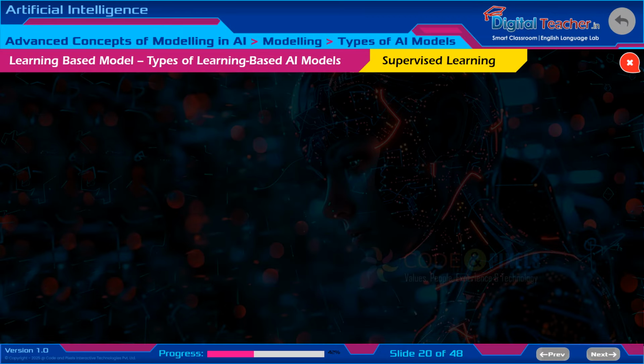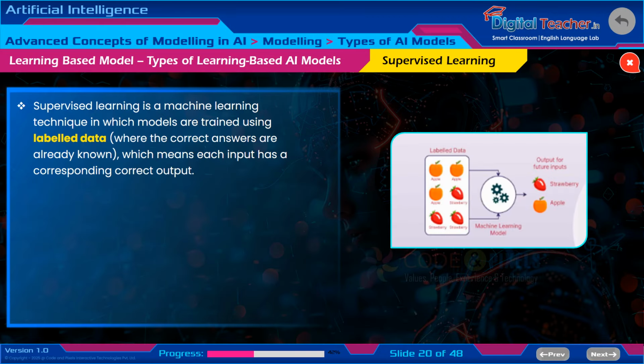Supervised learning. Supervised learning is a machine learning technique in which models are trained using labeled data, which means each input has a corresponding correct output.